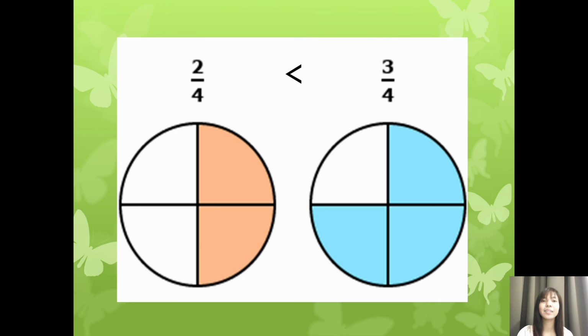It's less than. You see that the denominators of the fractions given are the same. So look at the numerator. This one is smaller. This one is bigger, the 3. So 2/4 is less than 3/4. Understand? 2/4 is less than 3/4.